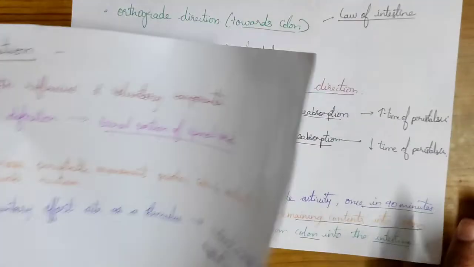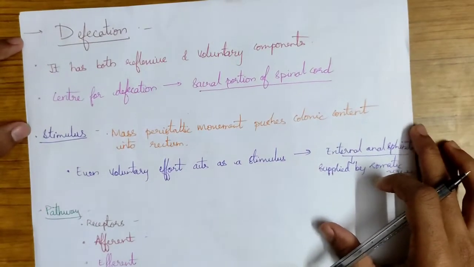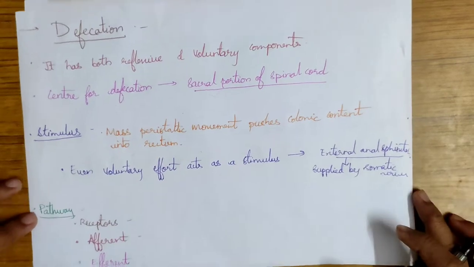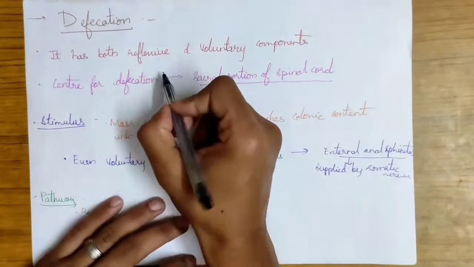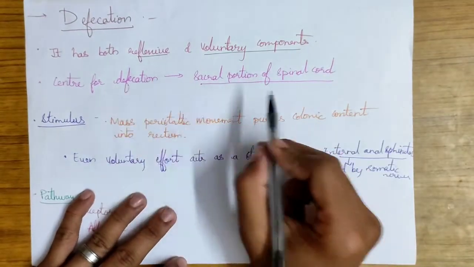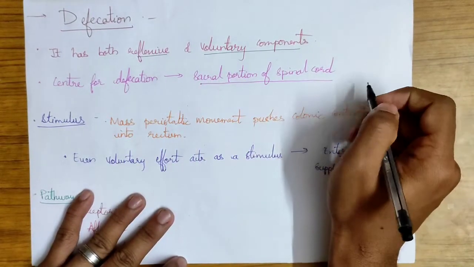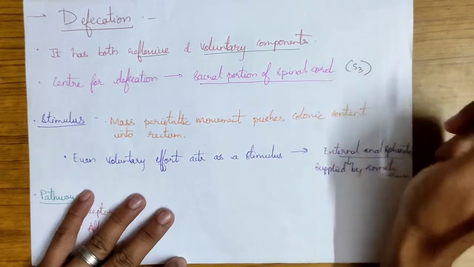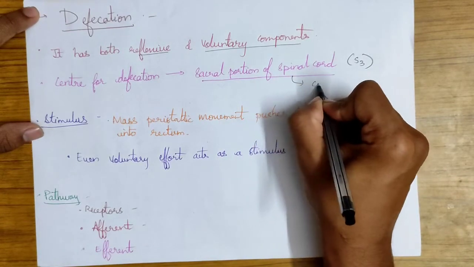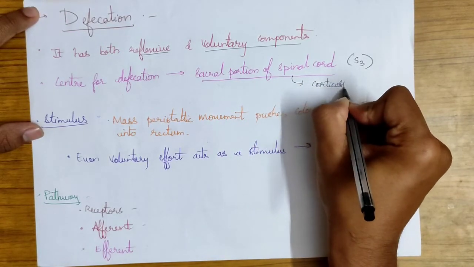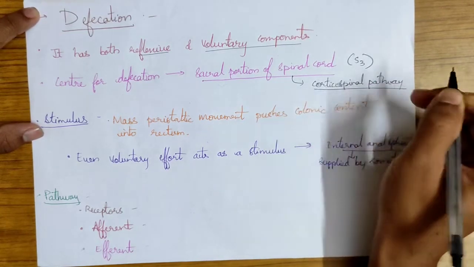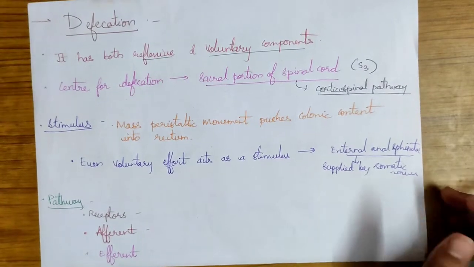So now let's talk about the defecation process, since the movements of the small intestine are finished. So defecation process is nothing but the expulsion of the waste materials through the anal canal. It has both reflexive and the voluntary components. The center for defecation is the sacral portion of the spinal cord, that is the S3 sacral portion. It is also influenced by the higher centers through corticospinal pathway.